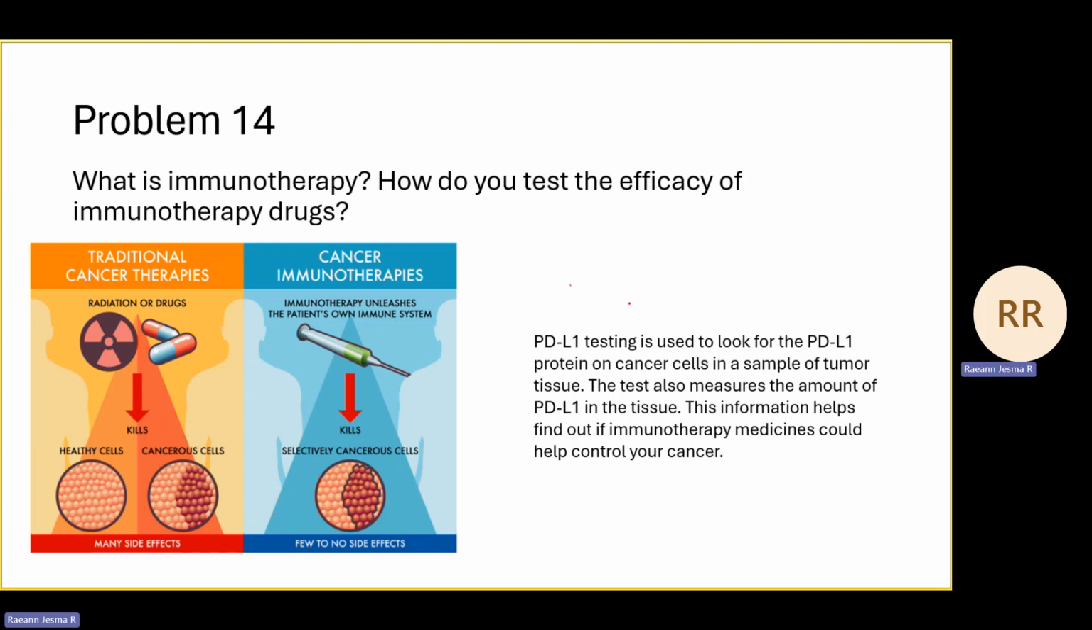Why does this happen? This is because PDL1 sends a signal to your T cells not to attack the cancer cells. If there is no PDL1 in the cancer cell, then your immune cells will start attacking the cancer cells. Okay. And by measuring the PDL1, you can find out whether you have PDL1 in the cancer cell, and then you can use immunotherapy to treat it. Is this clear?